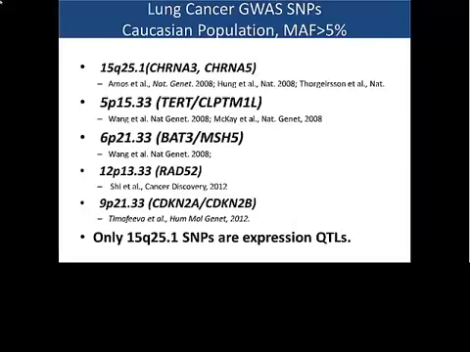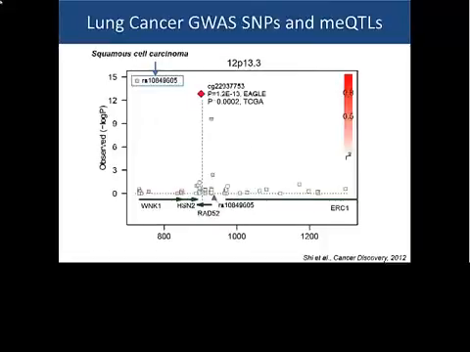So here we are going to investigate whether these risk SNPs affect DNA methylation in a local region or in a distal region to increase the risk of developing lung cancer. First of all, I would like to use one example located on RAD52 to explain the potential of this data set.